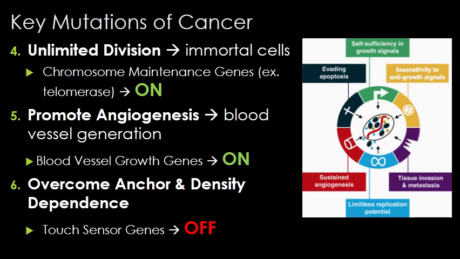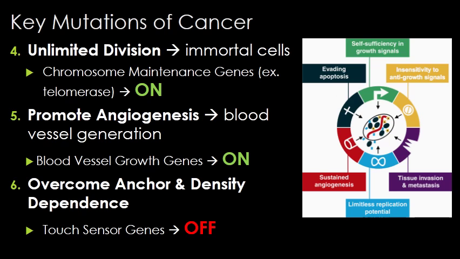The counting device for cell doubling is the telomere, which loses DNA at the tips of every chromosome during each cell cycle. So for a cancer cell to become immortal, it must turn chromosome maintenance genes on, so it uses an enzyme called telomerase to repair those telomeres.